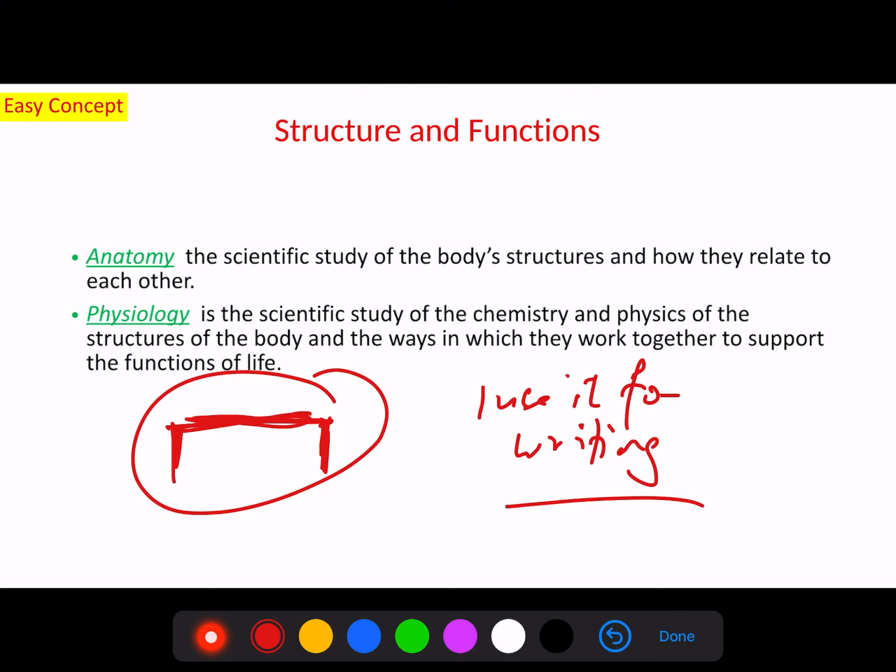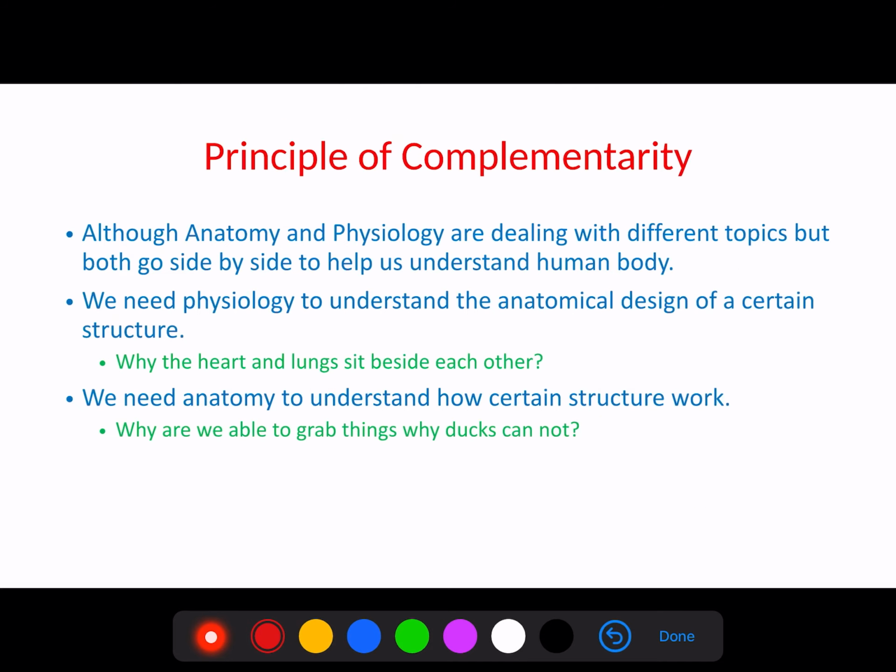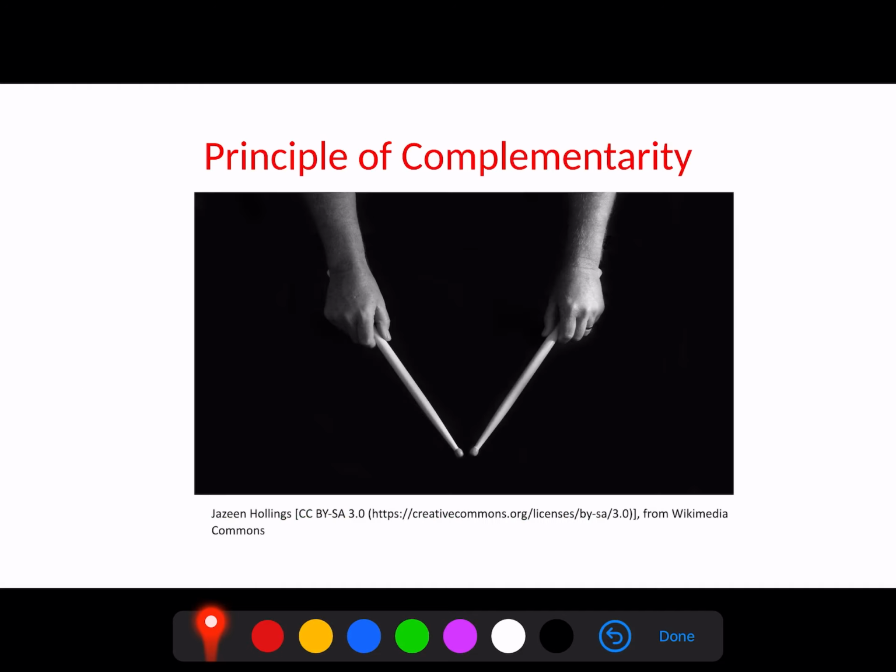Understanding that will lead us to the principle of complementarity, that although anatomy and physiology are dealing with different topics, both go side by side to help us understand the human body. For example, here we have these two hands and we have the fingers. I can say that the hands are a little bit long and then there are fingers that are separated from each other.